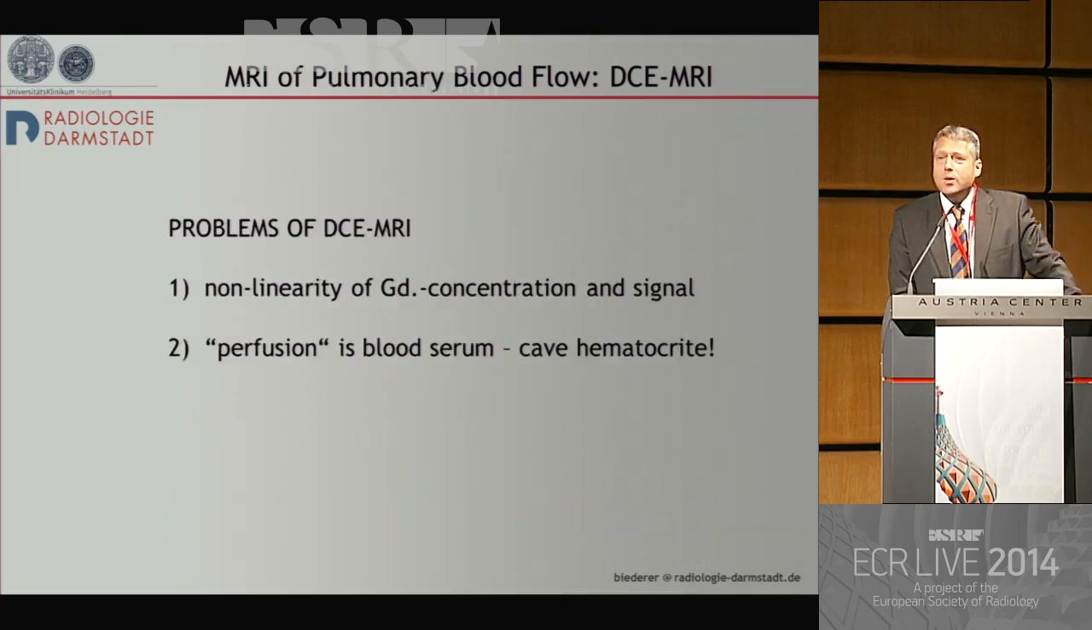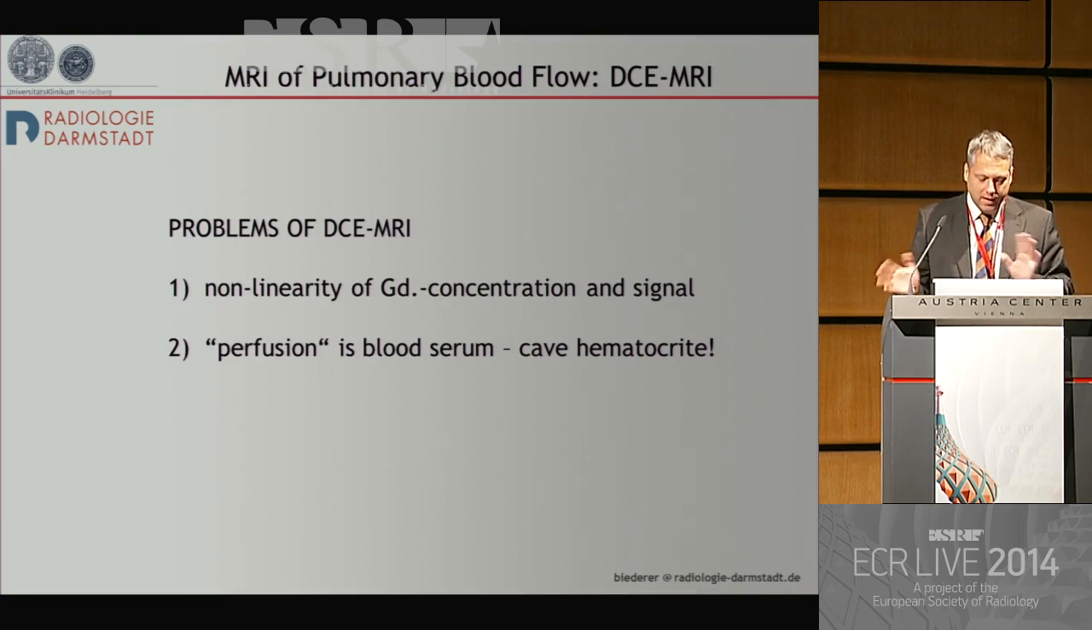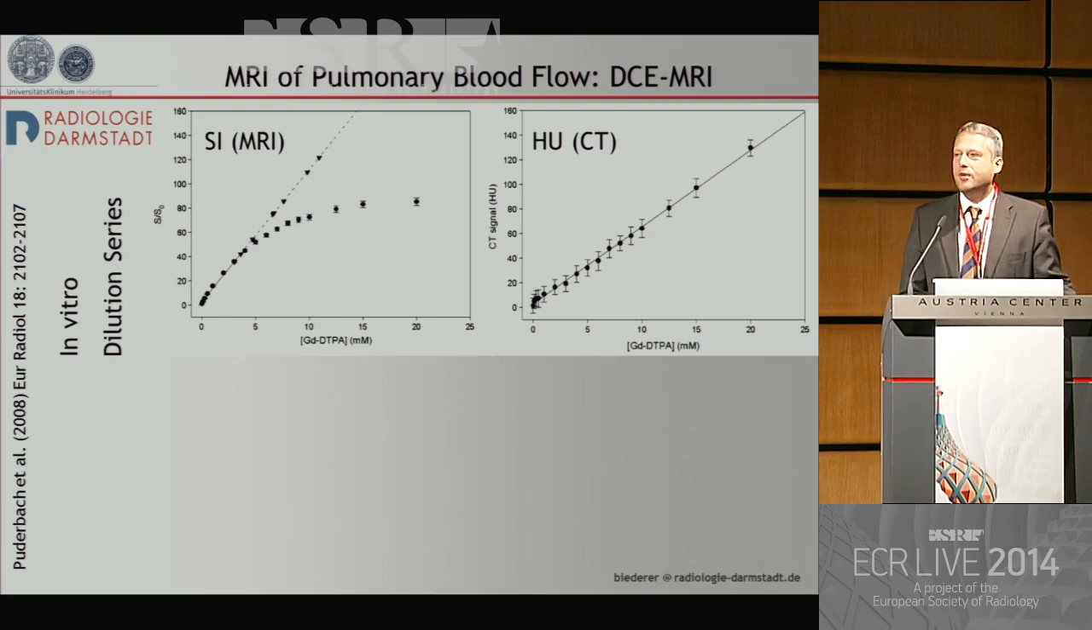Well, we may have looked at a certain problem that we come across when we start using this for quantitative imaging. It's the nonlinearity of gadolinium concentration and signal. This is the biggest point, and the smaller point is as well. We are looking at the serum, because the gadolinium is basically in the serum of the blood, and there's experimental data showing that the hematocrit serum ratio in the lung may differ from the peripheral values. Well, this is maybe just a few percent, but the big problem is the linearity.